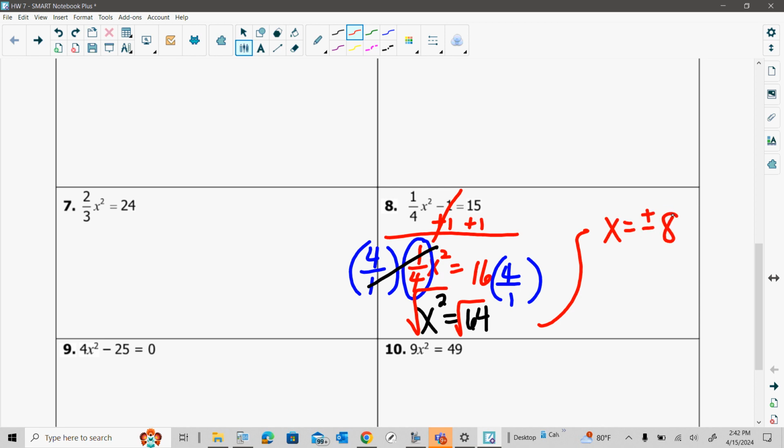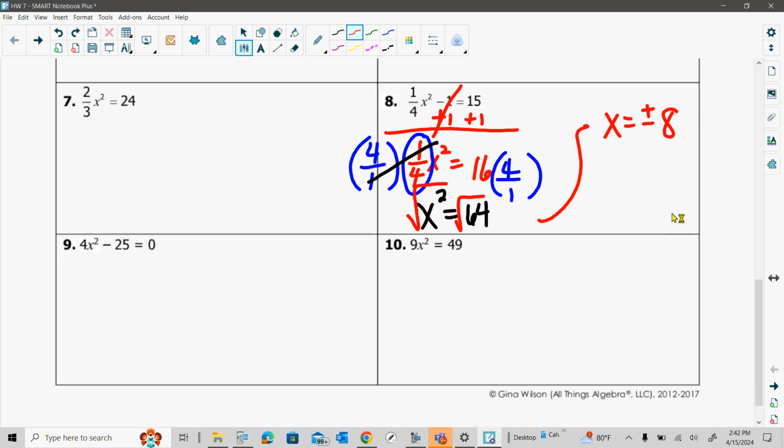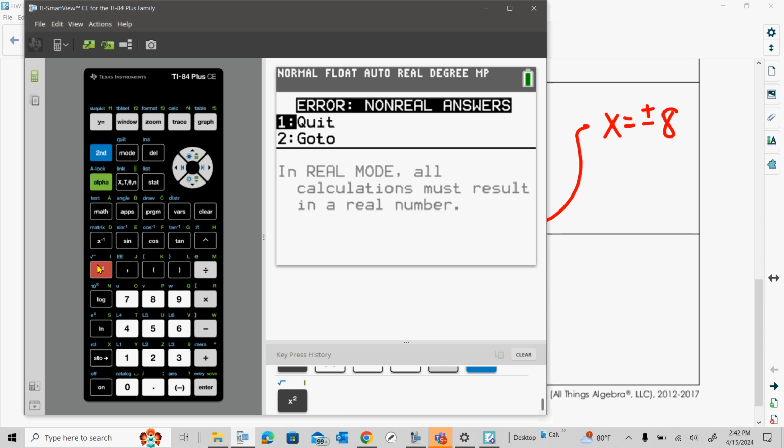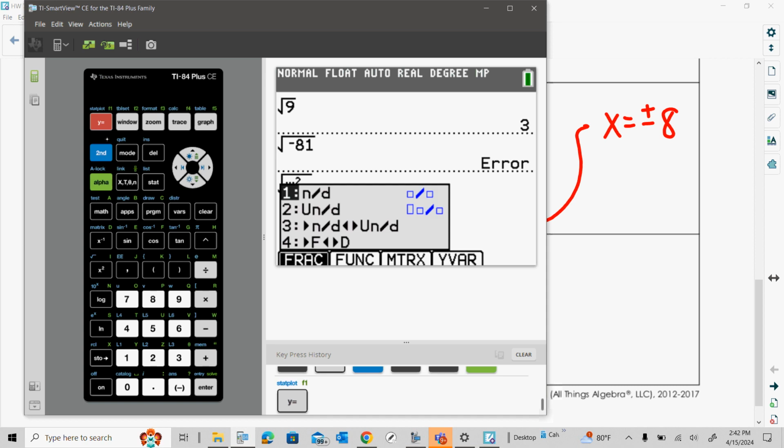Now you can take the square root of a fraction. Number 10 is a good example of that. When I first isolate the x squared term here by dividing by 9, 9 can't go into 49 evenly, so we should leave it as 49/9, like a fraction. Then when you take the square root, you can do that in the calculator. You hit second, x squared to get your radical, and then alpha, y equals, which lets me do my fraction.